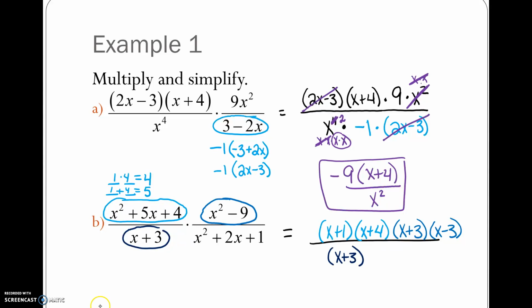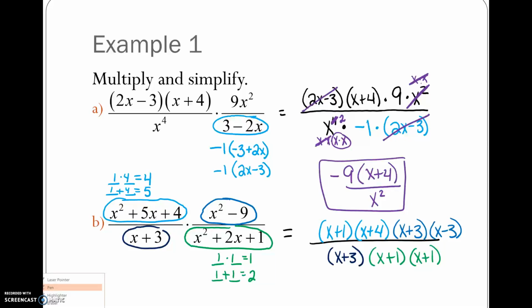And now we need to factor the last denominator. We are looking for 2 numbers that multiply to give us 1 and add up to 2. How can you multiply to get 1? 1 times 1, and 1 plus 1 is 2. So this factors into x plus 1 times x plus 1. So factor, factor, factor, factor. Get all of it factored, all of the numerators on top, all of the denominators on the bottom.